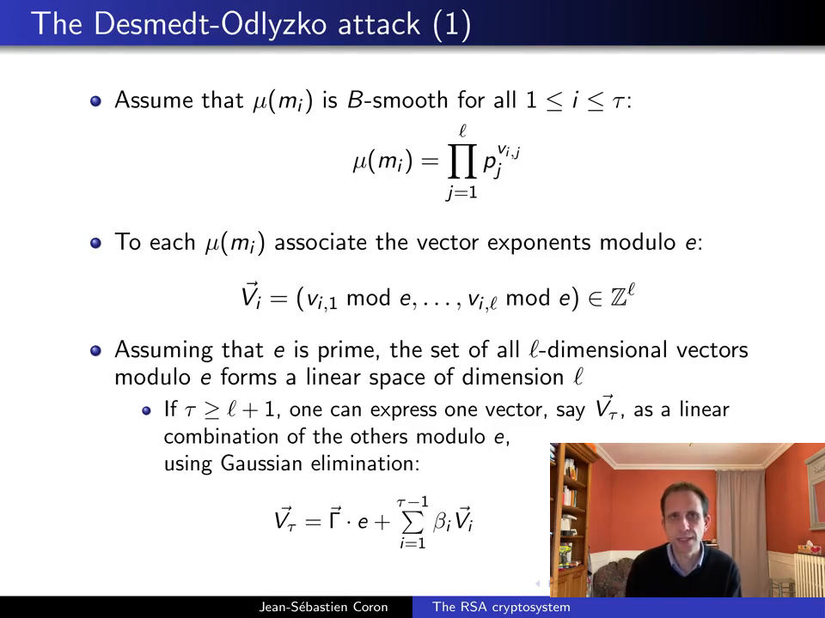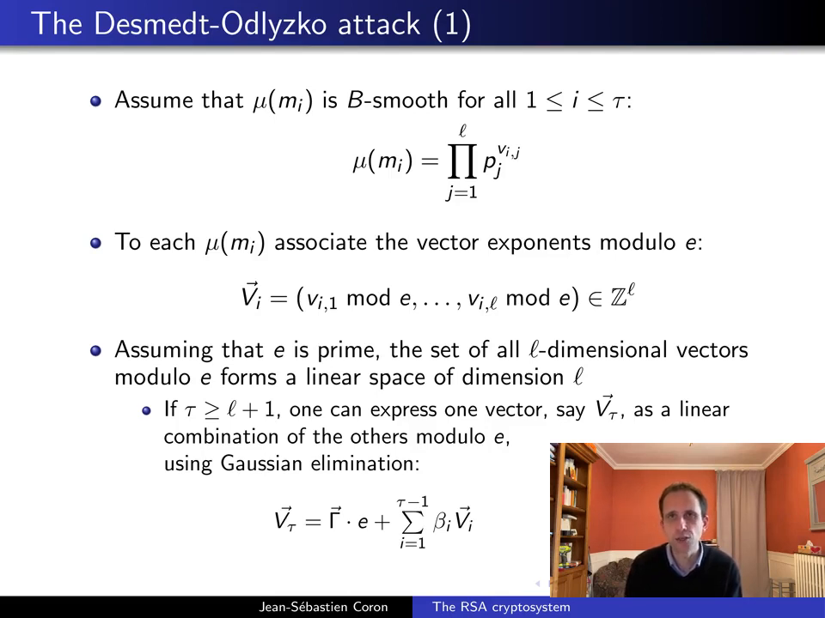So I'm going to explain these steps in more detail. Assume that we have found a list of mu of mi's which are B smooth, so that can be factored into the product of small primes. So we have obtained tau such messages. And then, as I said before, we associate to each mu of mi the corresponding vector of exponents modulo e. So we have this vector vi, which is vi1 modulo e to viL modulo e, which corresponds to the exponents in the prime factorization of mu of mi.